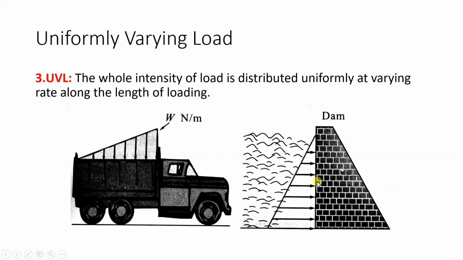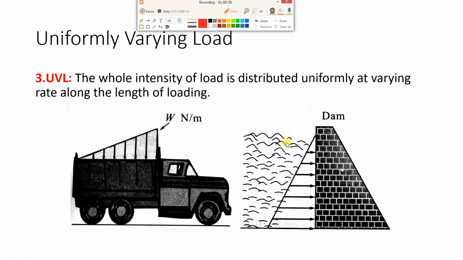Second example you can see is of a dam. On the surface of the water, what is the pressure? It will be atmospheric pressure. But if you go inside the water at this location, what will be the pressure? It will be atmospheric pressure plus the pressure of this water column. So as you go inside the sea, the pressure of the water will increase. That is why you can see over here, this is a uniformly varying load.